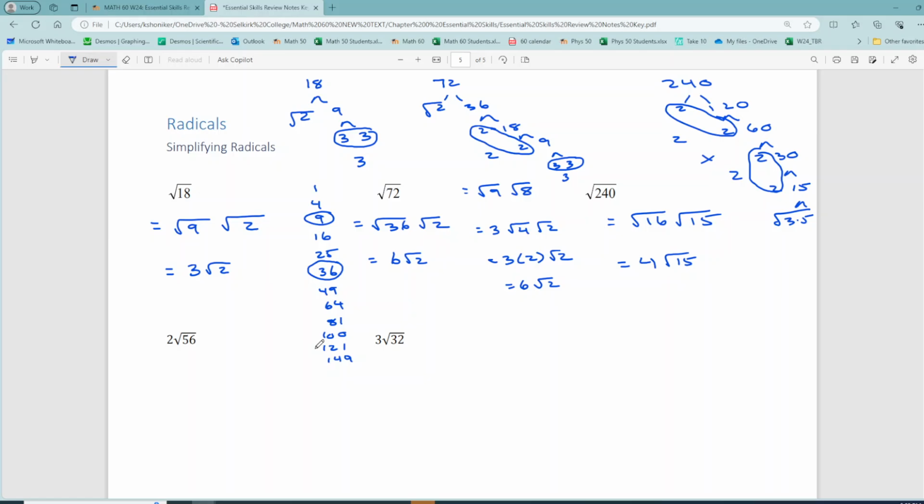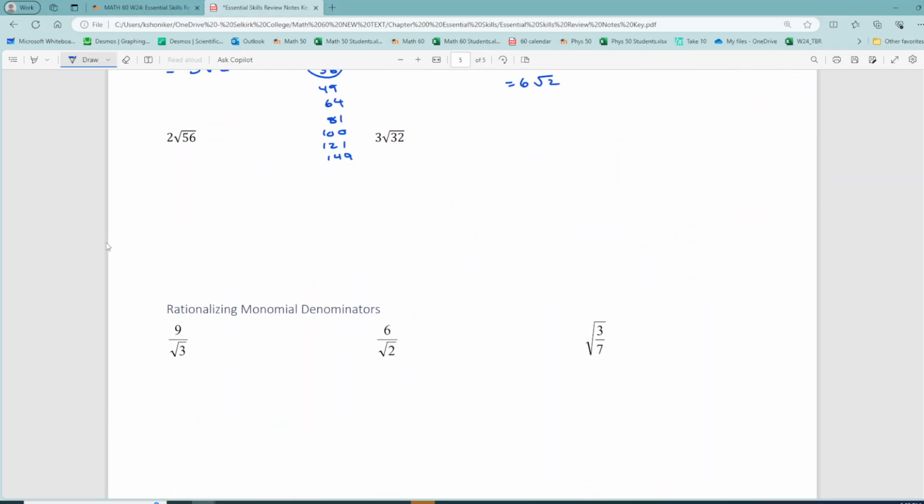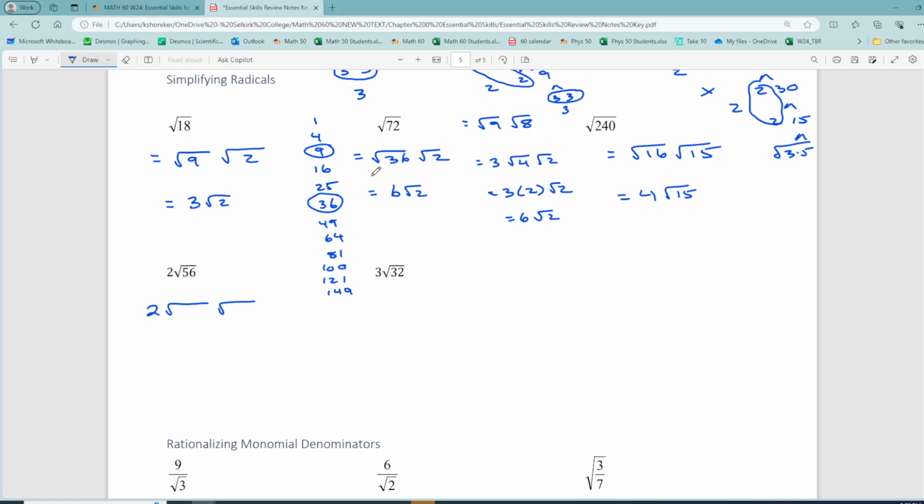All right, if there's already a number out front, just leave it there. So you would just do the same process. So for 56, we're looking for the highest perfect square that divides evenly into 56. And I'm having a brain fart what it is. 56 divided by 4. There we go. So 4 and 14. So you'd end up with 2 times 2, root 14, which would give you 4 root 14.